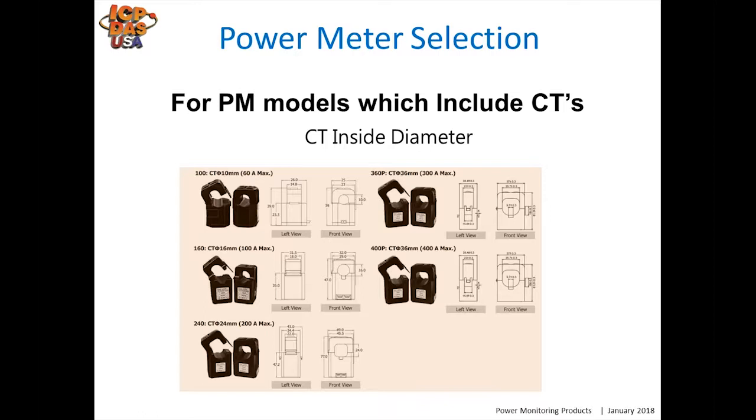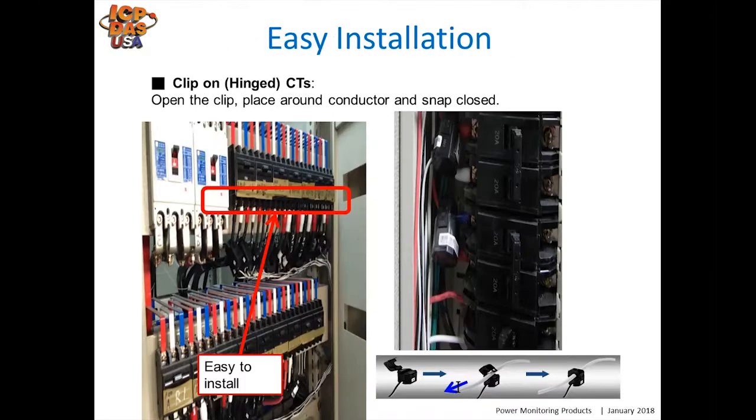This just shows a wiring example of how to install the power meter. So you wire power into the power meter, and then you clip on the CT. So you don't need to disconnect or wire the CT in. You just clip it onto an existing wire, and it makes for easy installation as shown here.